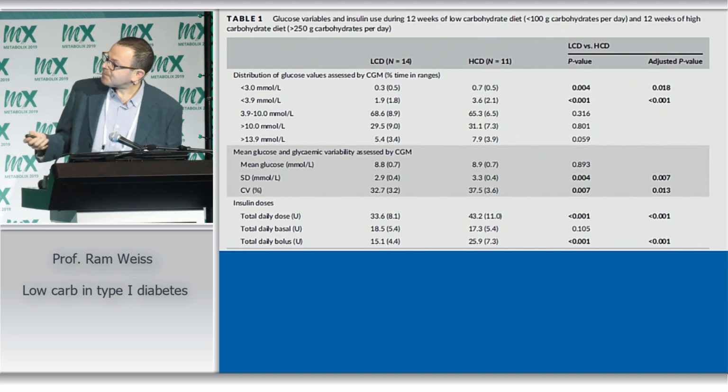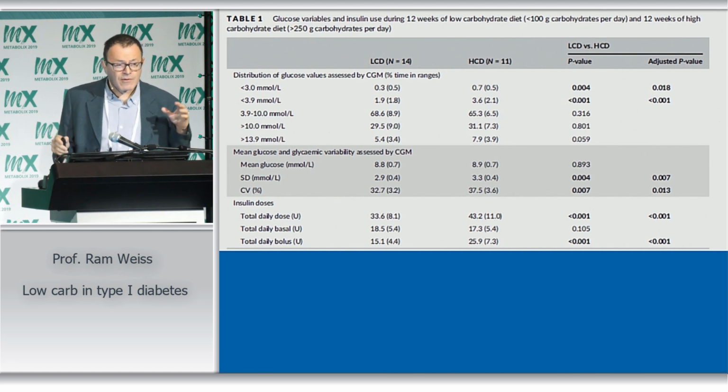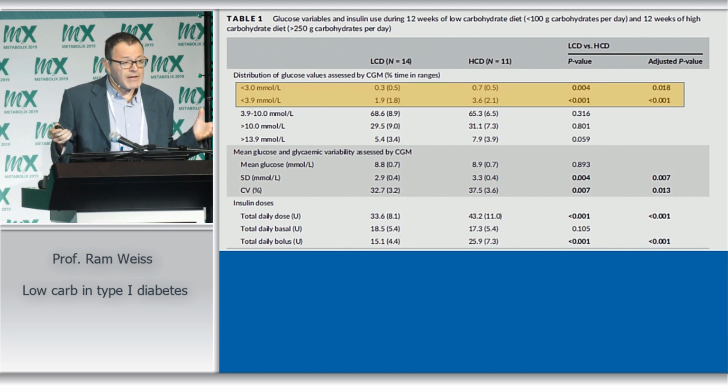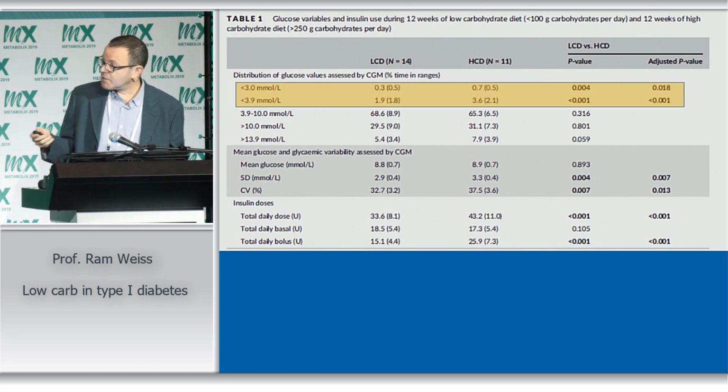Now what you see here in the analysis, this is the low carb, which is, let's say, not exactly a kosher low carb. And this is the high carb. What you see, we now talk about time in range. We want our patients to be in the range. There is no difference in the time in range. But what you see is less hypoglycemia on the low carb diet, which is nice. We don't want our patients to be in hypoglycemia.